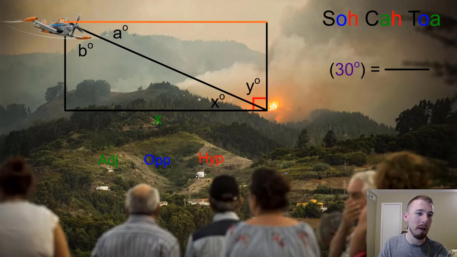Here we have Dusty Crophopper fighting forest fires. I think he's got all of his racing gear on from the end of the first movie, but whatever. He's fighting fires. That's the only transparent PNG I could find that I liked. So anyway, we have four different angles: angle A, B, and then X and Y. Which one of those angles would be an angle of elevation?